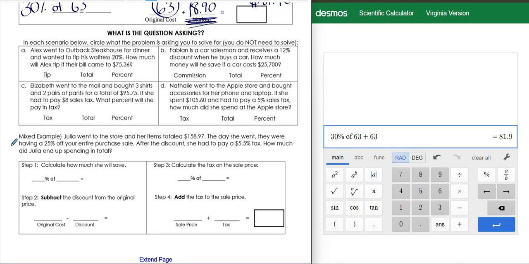Alex went out to Outback Steakhouse for dinner and wanted to tip his waitress 20%. How much will Alex tip if their bill came out to $75.36? How much will Alex tip? So it's not looking for a percent, not looking for the total. We're just looking for the amount that we're going to tip.